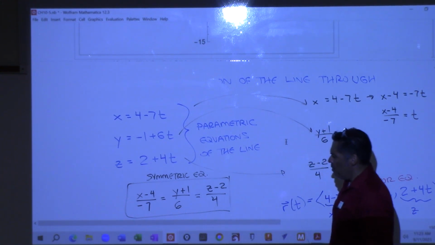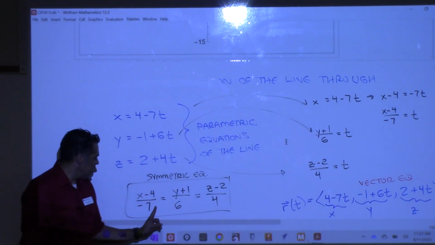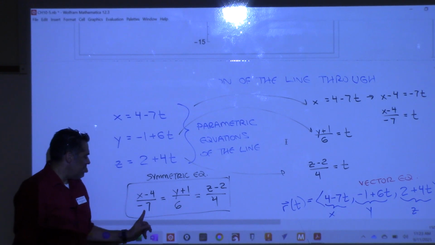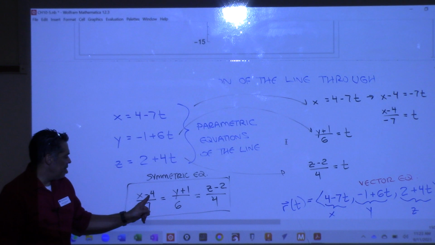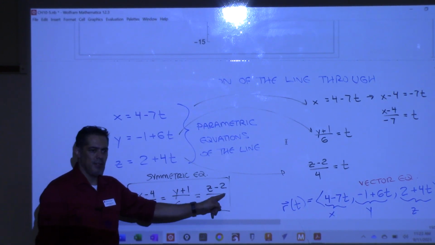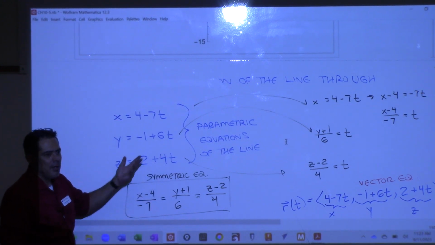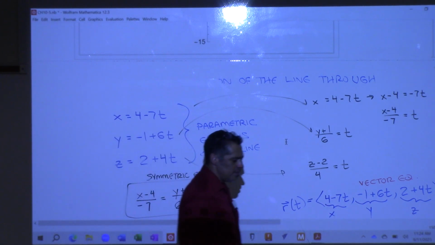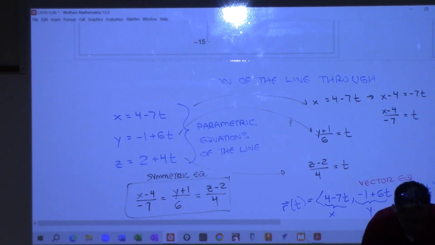One of the nice things about a symmetric equation is that the denominators here, the negative 7, 6, 4, that's the direction vector. And then if you look at these up here and just take the opposites, like positive 4, negative 1, positive 2, that's a point on the line. But you could have gotten that from here as well, so they all have different uses and advantages. You just need to know that there are 3 different forms of a line now for us. And this is the new one, probably brand new to us.